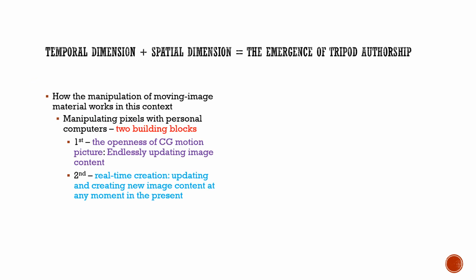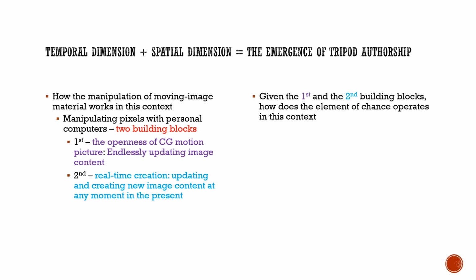Upon the first and the second building blocks, we're finally going to look at the other central handmade element, the element of chance. By investigating how chance operates in the context where three parties of creative agents are involved, we're going to review the last building block of tripod authorship. There is no source of determination among the artist, the viewer, and the computer. None can determine the outcome of their collective inputs.